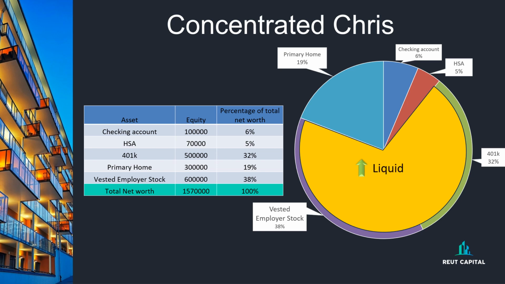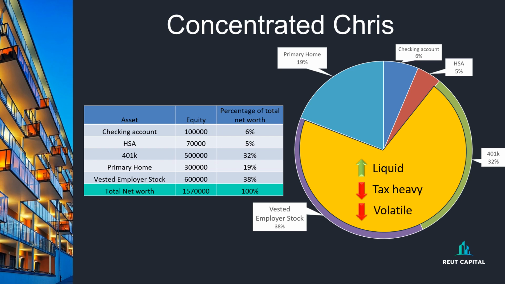is firstly liquid, which is a good thing. Secondly, it is tax heavy, because when you sell employer stock, you pay tax. When you sell 401k, you pay tax. Even though it is tax friendly in the front end, you do end up paying tax when you exit. So the majority of his net worth here is extremely tax heavy.